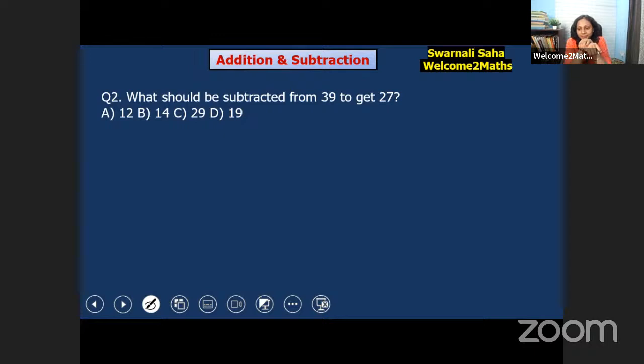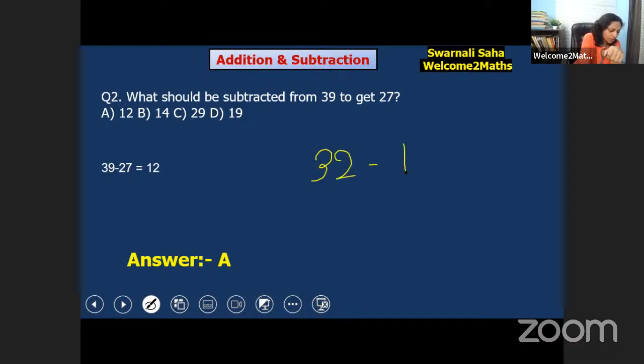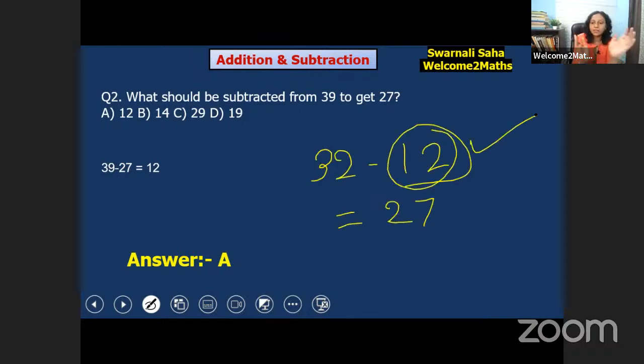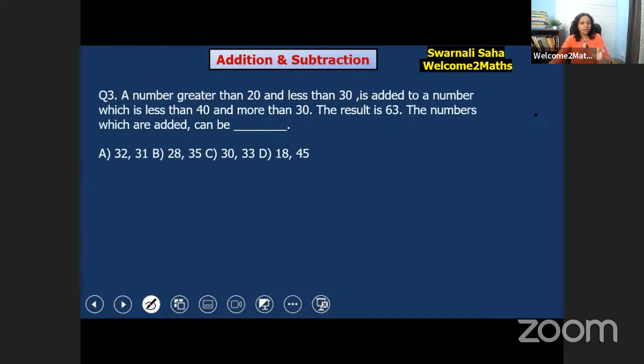Yes, let's see how many of you have given the answer. Very good. So 39, whenever we subtract 27, we get 12. So we subtract 12 to get 27. So obviously the answer is A. 39 minus 12 is 27. So 12 is the answer. Very good. Okay. So now let's move on. Let's solve the next one.